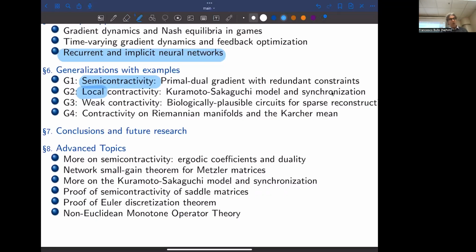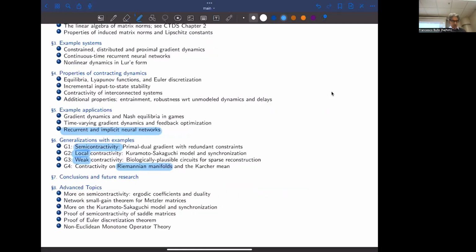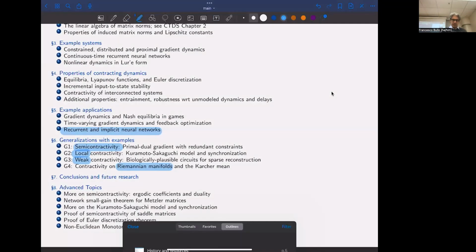Sometimes you're only locally contracting. Sometimes the contraction rate c is equal to 0. So that we need to work on. And also, there is a lot of work out there on contractivity with respect to geodesic distances on Riemannian manifolds. And I would like you to have an idea of what that means, even though I'm going to show you a couple of examples. All right, okay, perfect. So that's the work plan. I have got a lot of ground to cover.